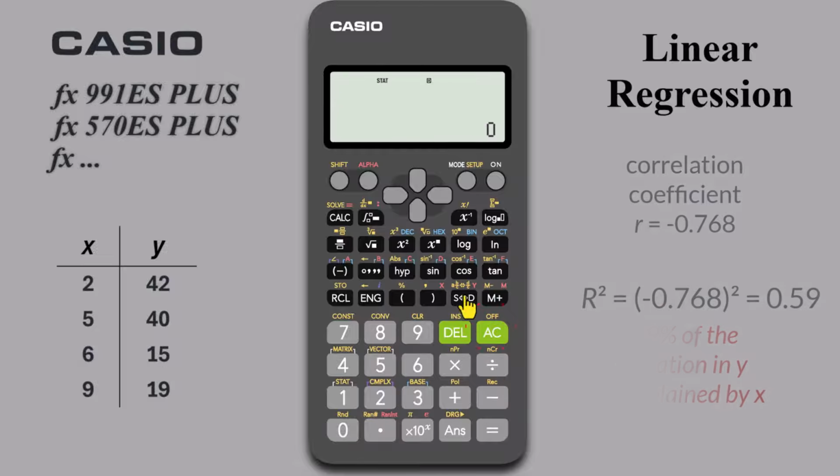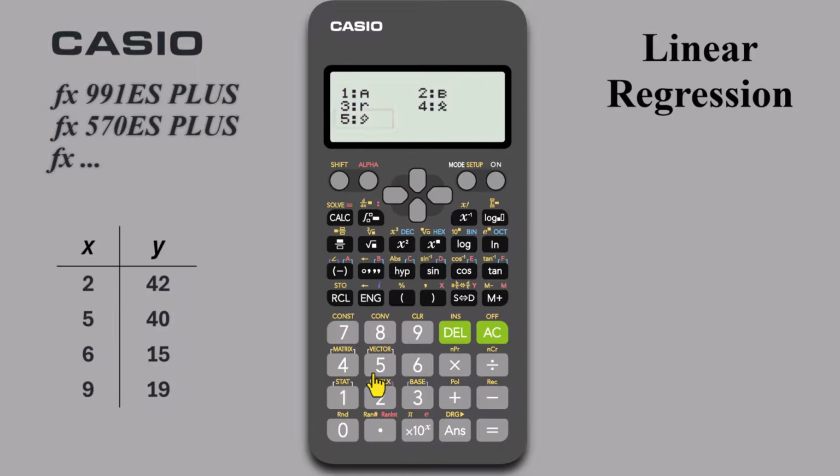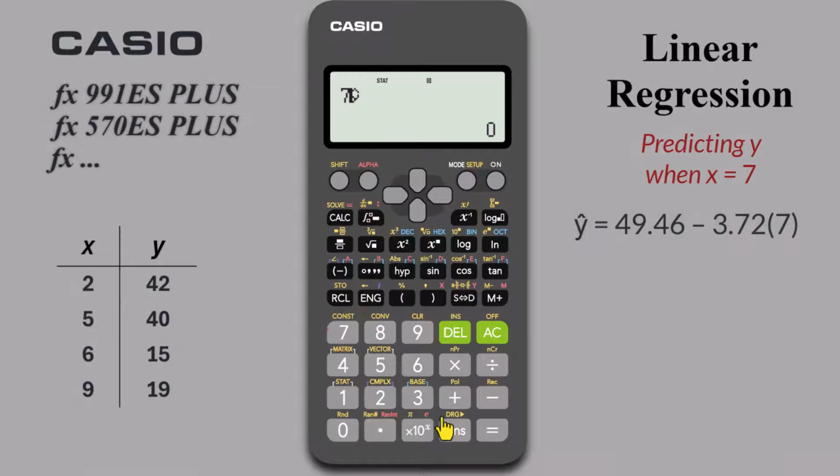Press AC to clear. Press Shift 1 and 5 for regression. To predict the value of y, press 5. Suppose you want to calculate y hat when x is 7. Move the cursor to the left of y hat. Enter 7, then press equals. And that gives a predicted y of 23.42.